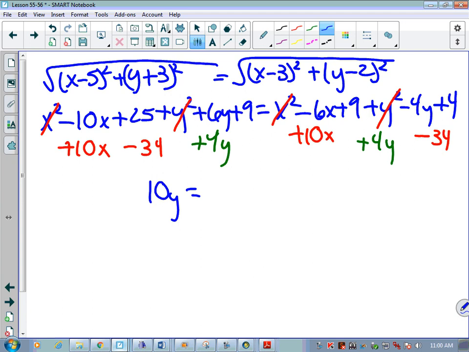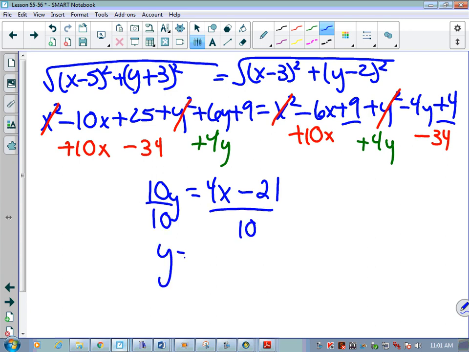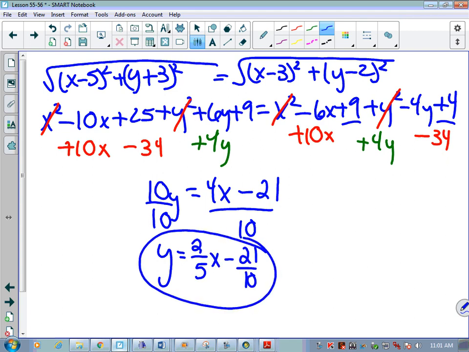Next part of it is the x's. Negative 6x plus 10x is 4x. And I've got 2 different constants to work with there. So I'm actually at 13 minus 34, which brings me to negative 21. Okay, divide by 10 on both sides. I'm going to get y equals 2/5 x minus 21 over 10 for my answer.